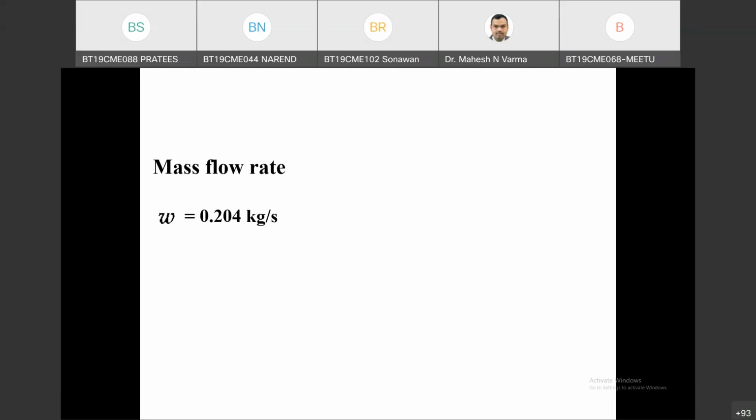Are you getting these values? You can write your values in the chat box.